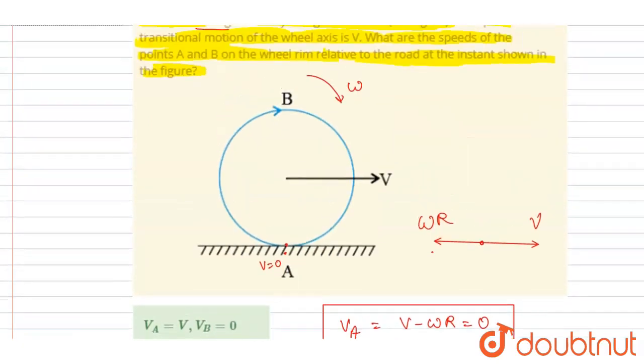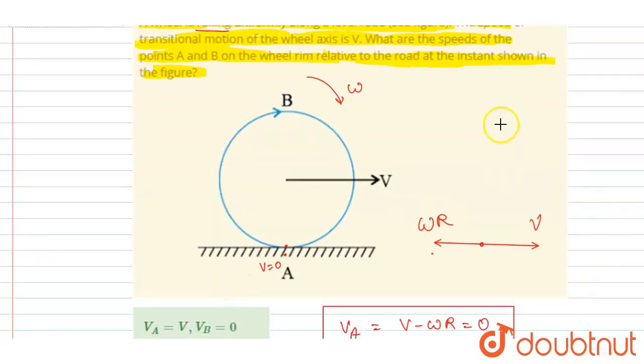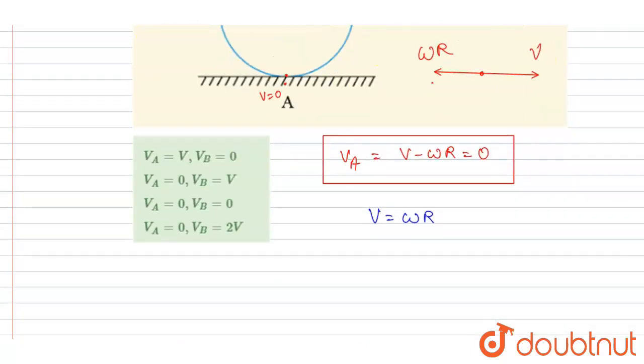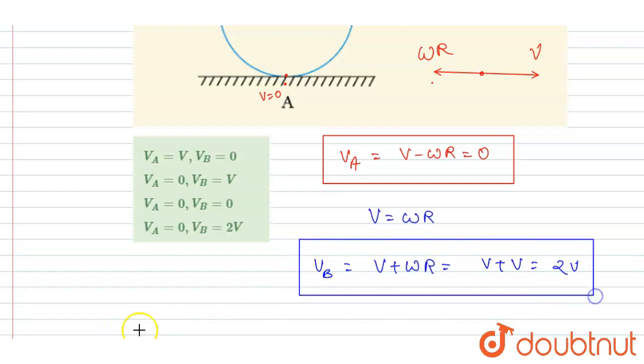And now if you see the velocity of point B, because of translation v is in this direction, because of rotation omega r is also in this direction. So I will write the net velocity of B is equal to v plus omega r. That is v plus v, that is 2v. And this is the velocity of the point B.